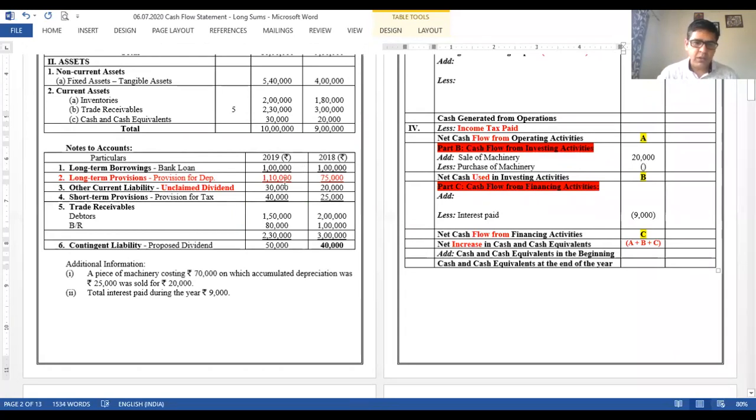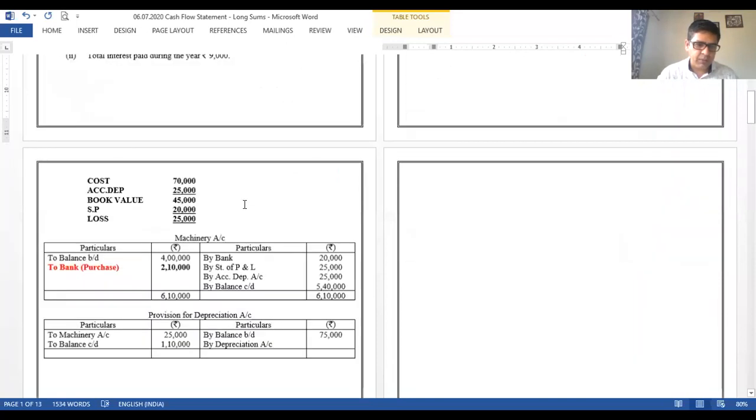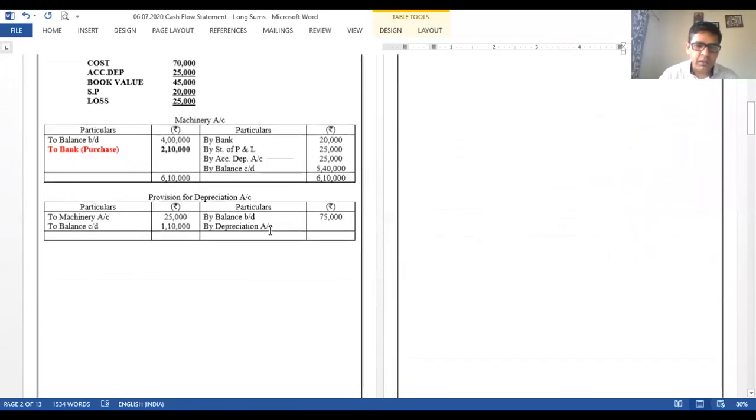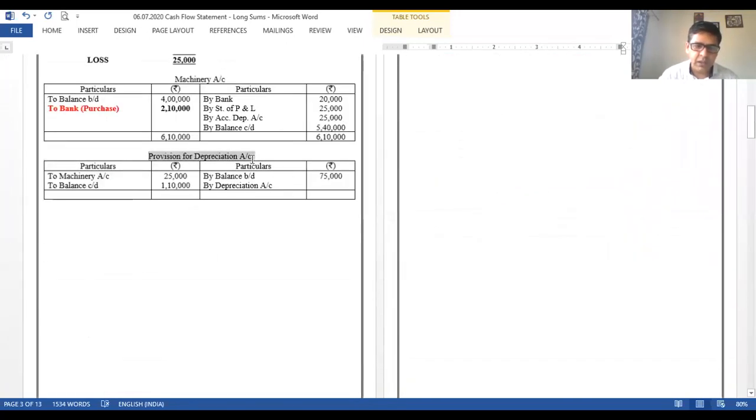Purchase was rupees 2,10,000, right? If I'm not wrong, yeah, 2,10,000. Okay. So we are done with machinery account. Now let us close this provision for depreciation account. Total on the debit side is 1,10,000 plus 25. That's 1,35,000.